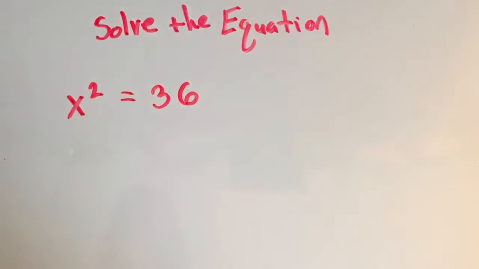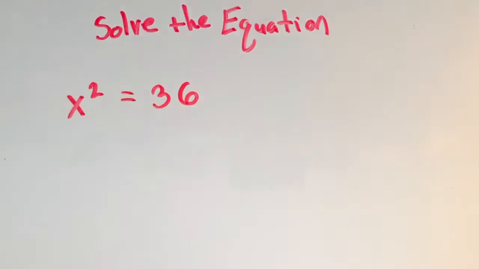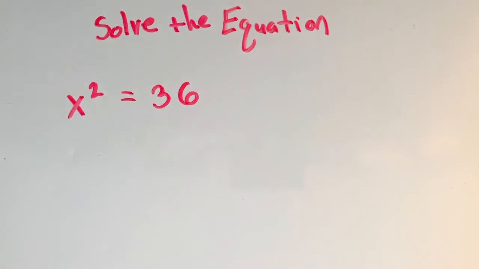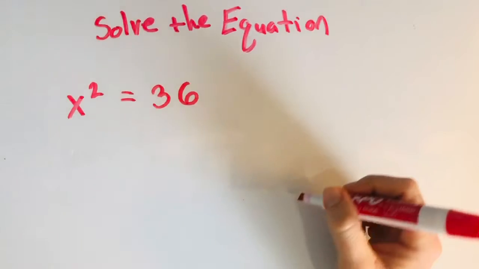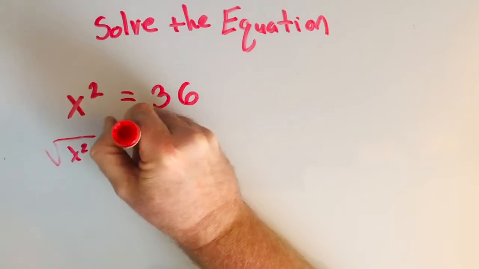Hey guys, we're going to be solving some quadratic equations, okay? So we're going to solve this equation. Essentially, I want to know what x equals. So the way you would do this is you would just say, well, what number squared equals 36? So what number can I square to get 36? Well, if I take the square root of both sides, okay?